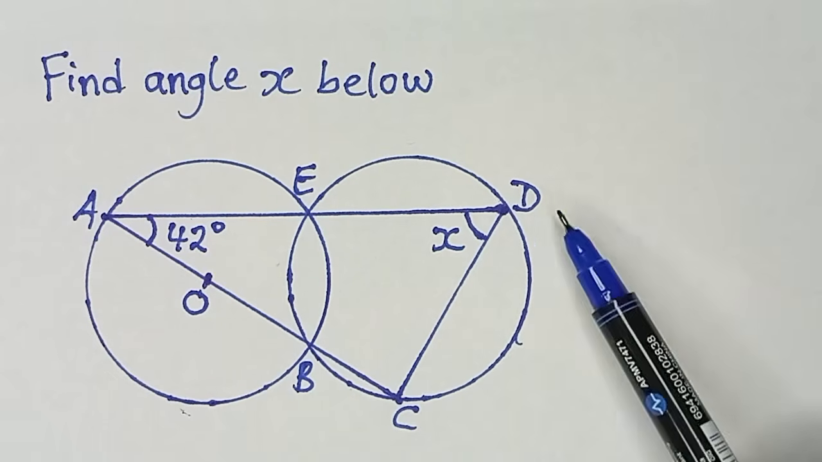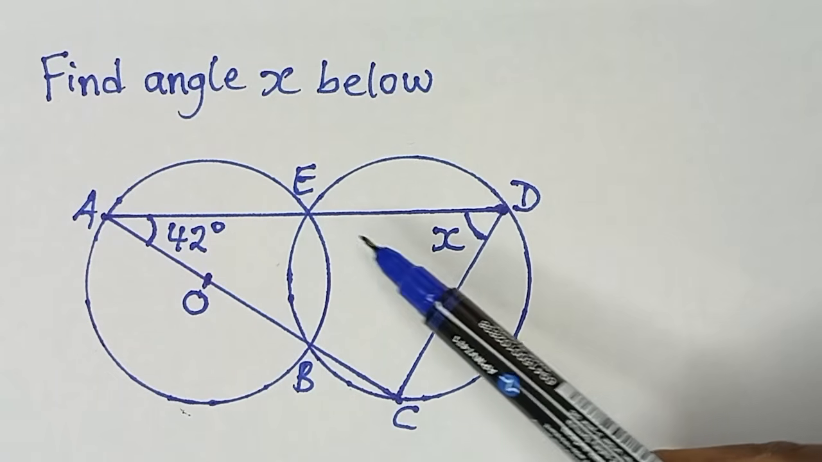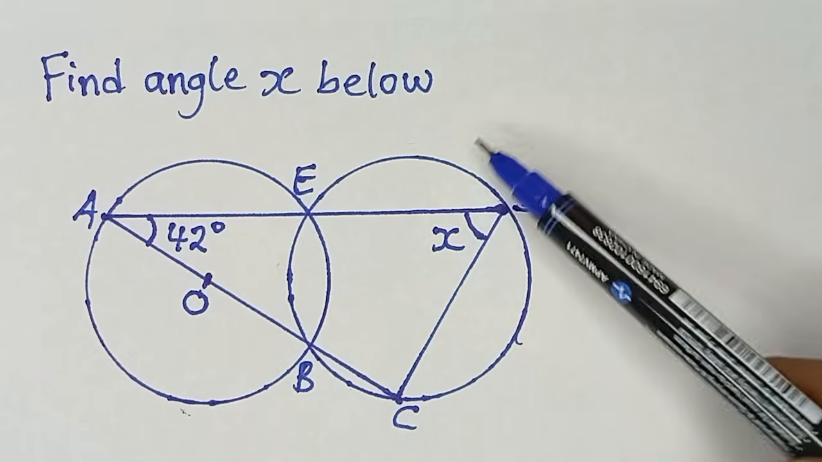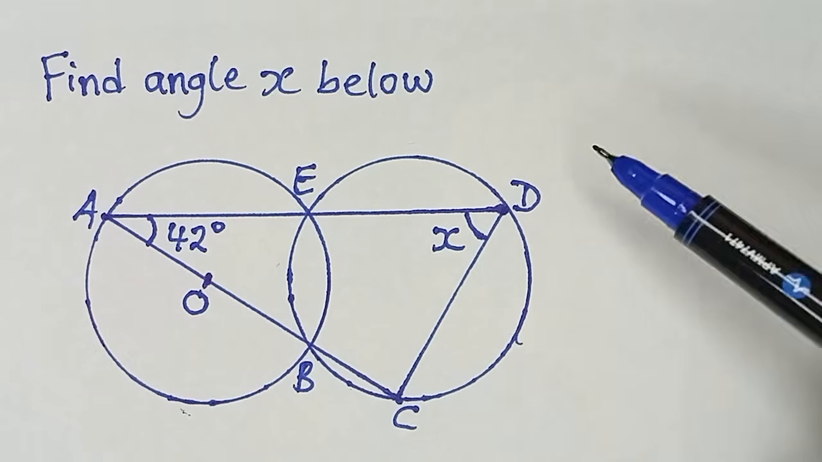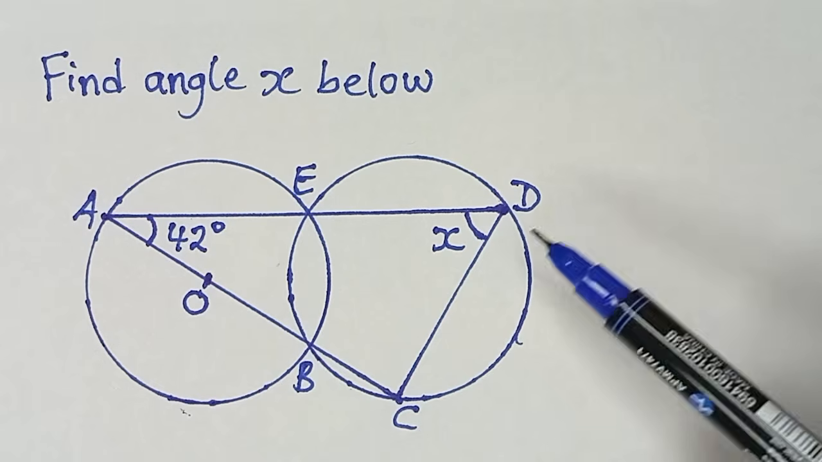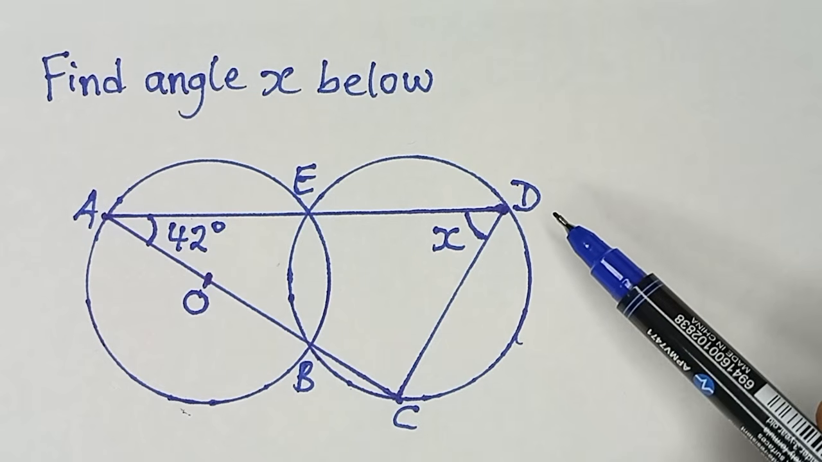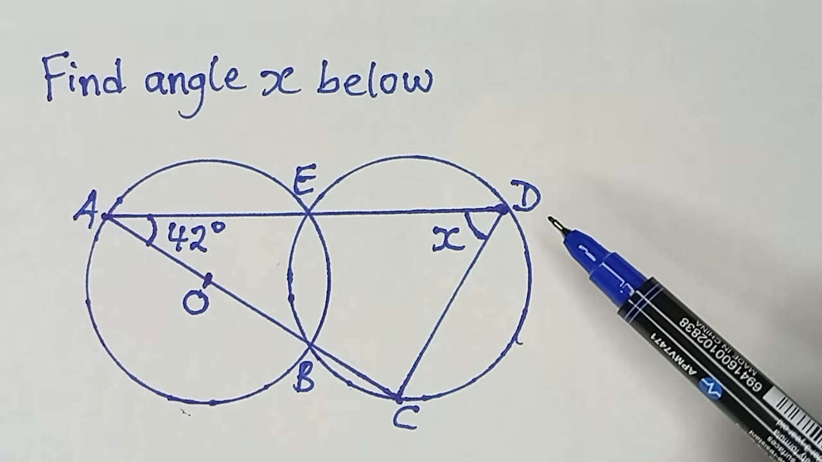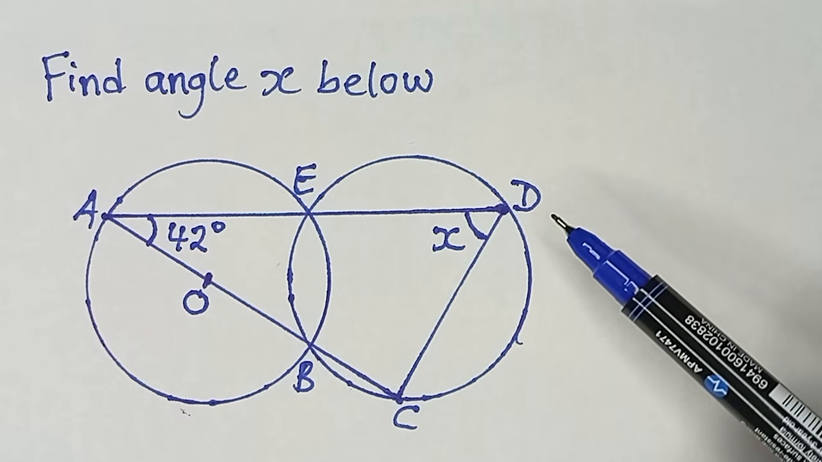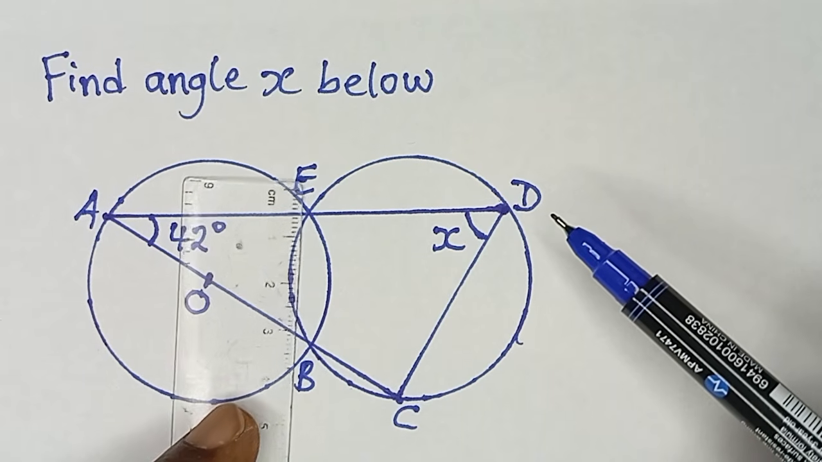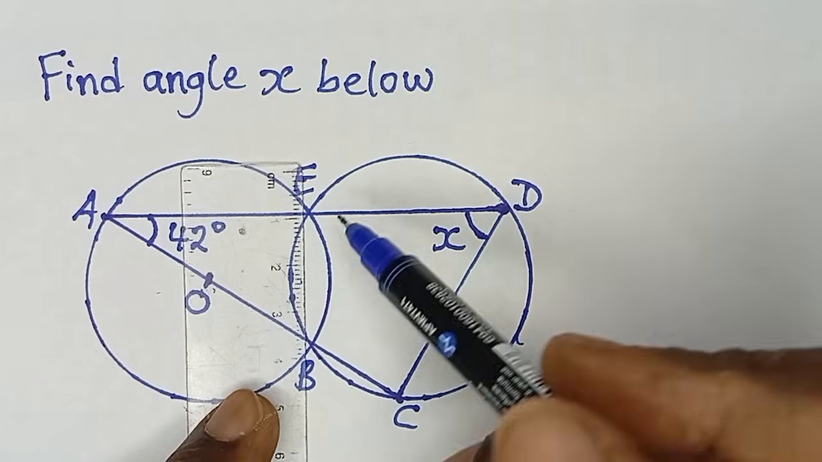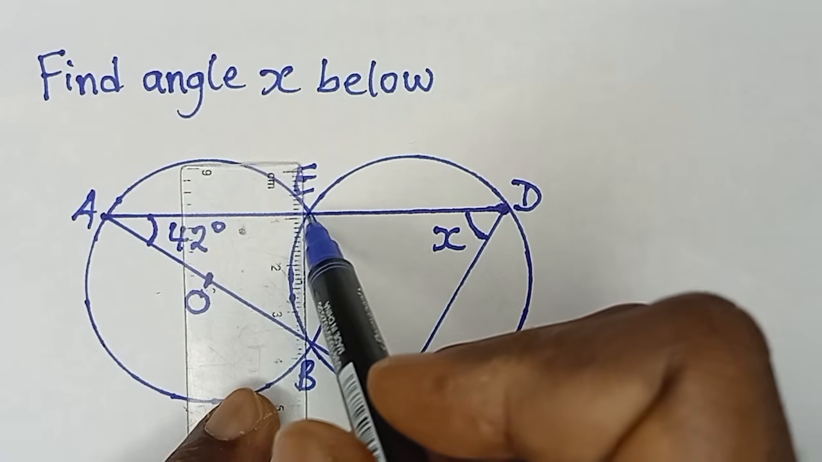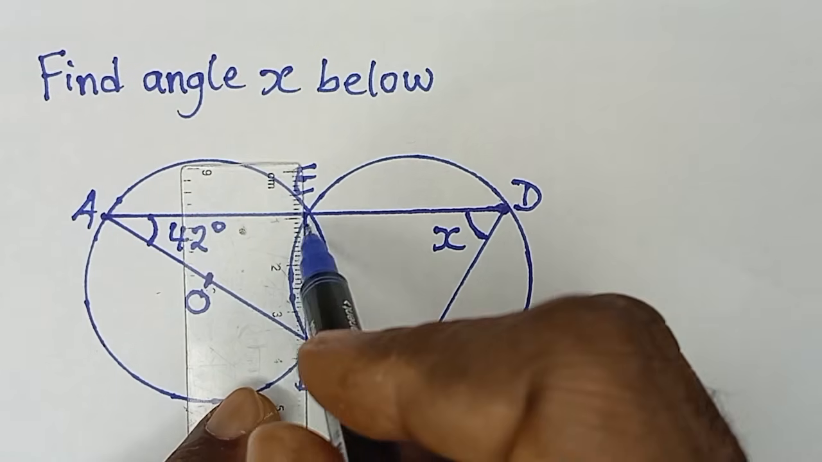This circle geometry problem might look confusing or difficult because of the two circles, but it is actually very easy. Let me show you how you can make it very simple. The first thing you can do here is to draw a line to join these 2 points. So I can simply draw a straight line to join these 2 points.